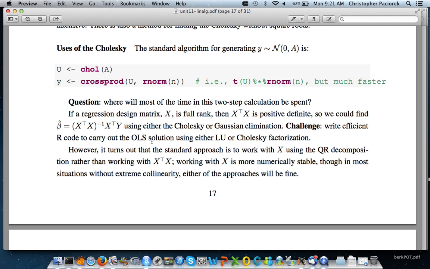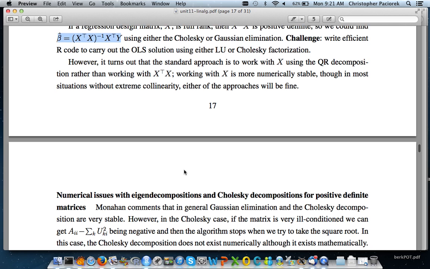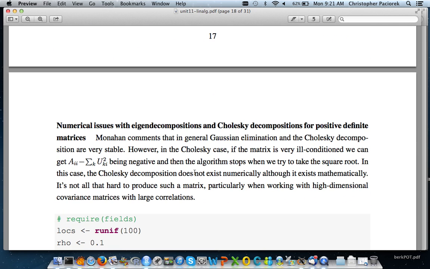Okay, so we could actually do least squares with a Cholesky decomposition. We could take the Cholesky decomposition of x transpose x and then solve the system of equations, x transpose x inverse times x transpose y. Turns out the standard approach to do that is not to use Cholesky, but to use the QR decomposition, for reasons that we'll see in a few minutes.